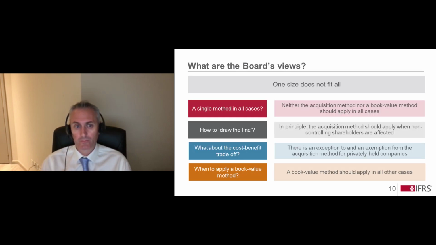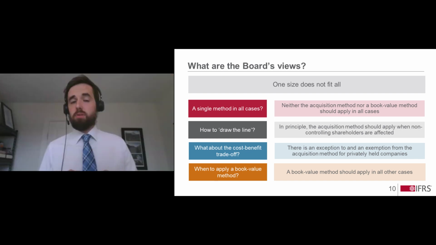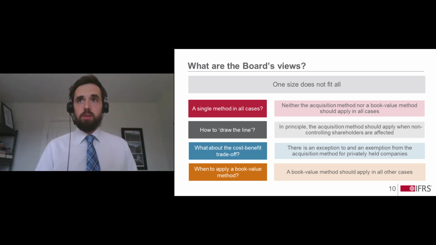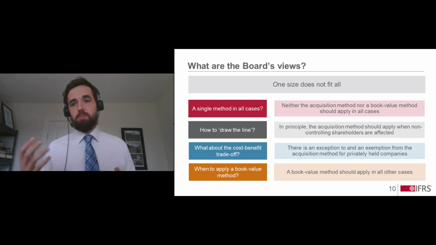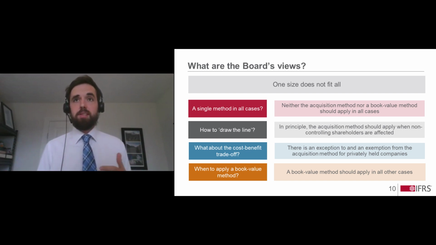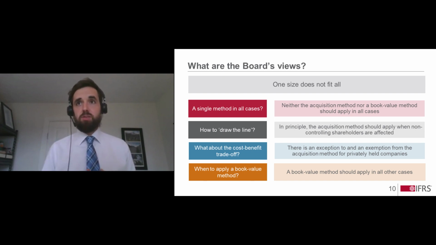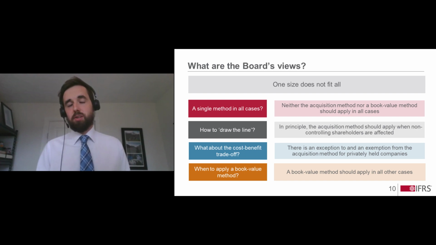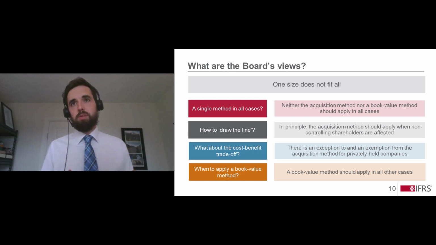Absolutely. Thanks, Bruce. So the board concluded that one size does not fit all. So both the acquisition method and the book value method are appropriate in different circumstances. The acquisition method would generally apply when the receiving company has non-controlling shareholders. But as I pointed out earlier, the board's objective is to deliver better information about business combinations under common control without imposing unnecessary costs on preparers.